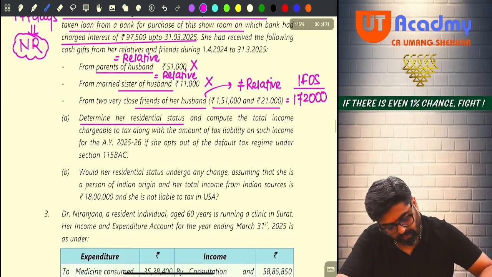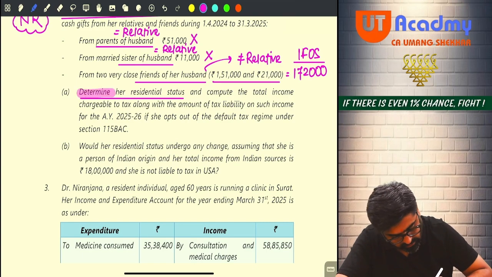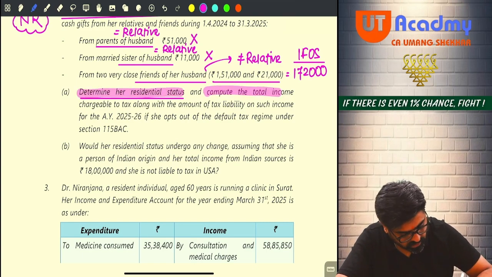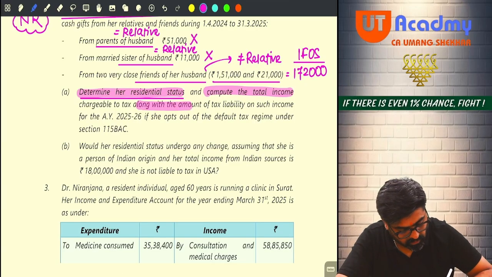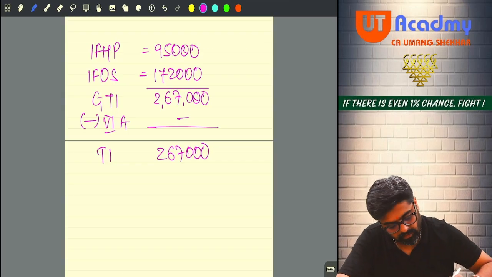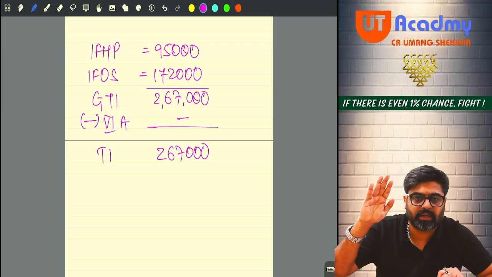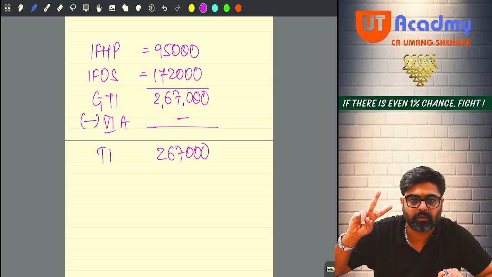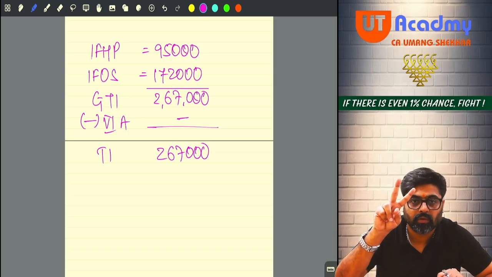Please check. Did you determine the residential status? Determine her residential status, yes, and compute the total income along with the amount of tax liability. Wait, have you calculated the total income also? Determine the residential status: non-resident, 2 marks. Determine the total income: 2,67,000, 2 marks.